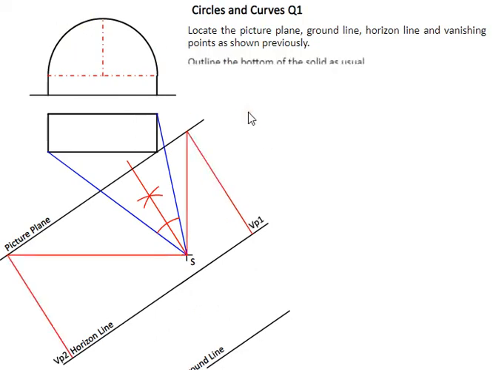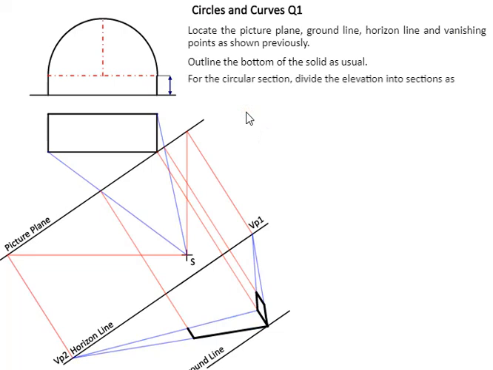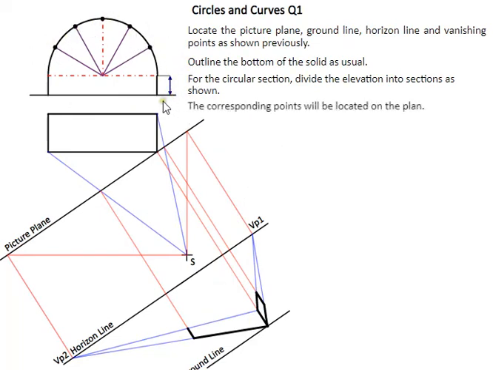So again, starting off with ground line, horizon line, vanishing points, and we'll draw the base of this very quickly here. Now this is the base. Now we need to deal with this circular object here. So we divide it 30-60. We have our points located. We bring our points down to plan. So we have them on the front edge and the back edge.